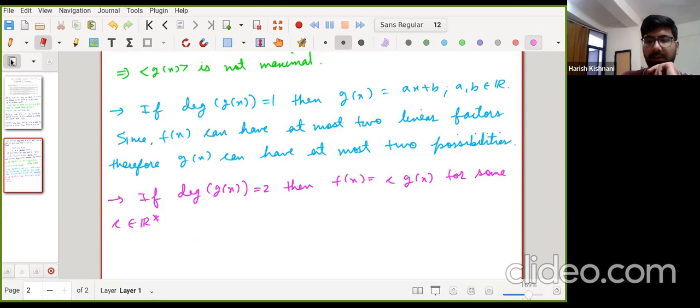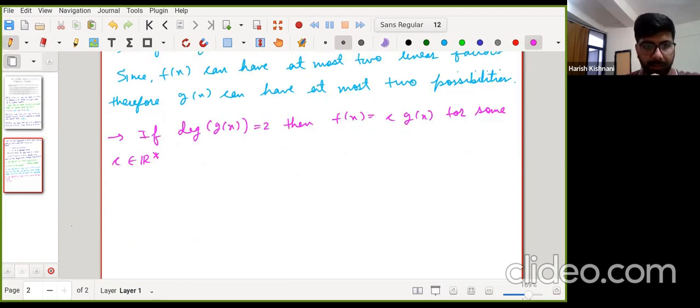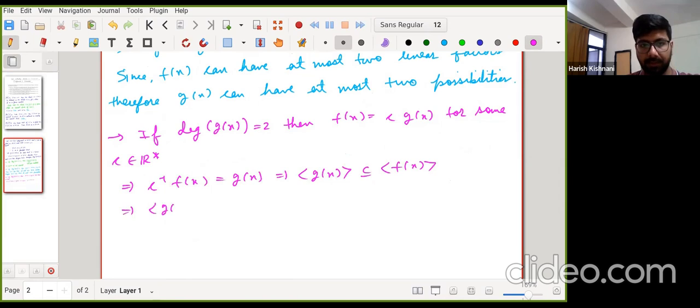Because you are in a field, this will be c inverse f(x) is g(x), and thus the ideal generated by g(x) is also contained inside the ideal generated by f(x). Thus both these ideals are the same. And this implies that there is only one possibility.